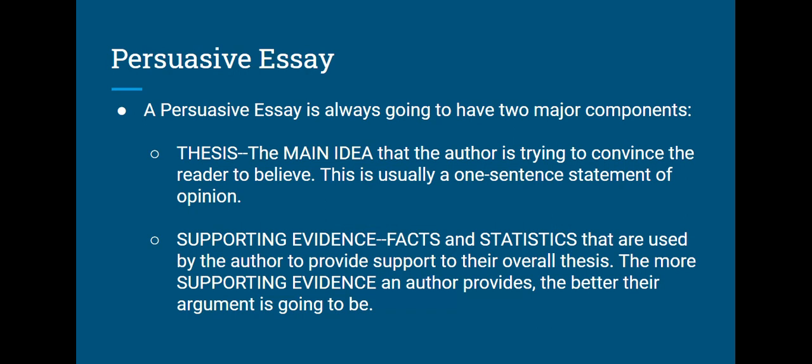So persuasive essay, to start us off here, a persuasive essay always has two major components. The first is a thesis. You guys know what a thesis is. We've talked about it before. I'm sure you've talked about it in other classes as well. So the thesis is really just the main idea that the author is trying to convince the reader to believe. It's usually a one-sentence statement of an opinion. Something that the author believes that they are trying to get you to believe as well. Just one sentence. Again, it's just a statement of what they believe. And usually it's stated as a fact. They don't say, I believe that this is true. They just say, this is true, because they're trying to be definite.